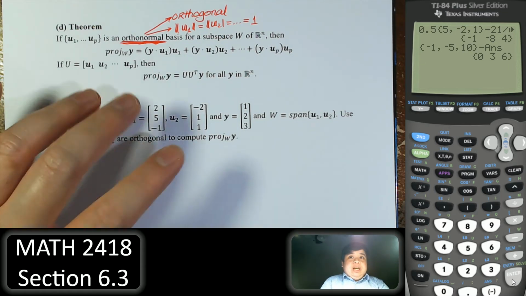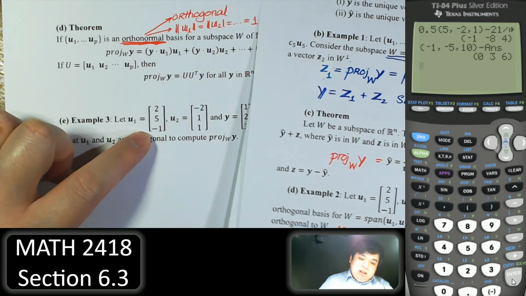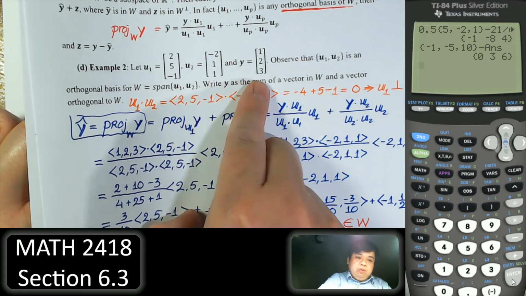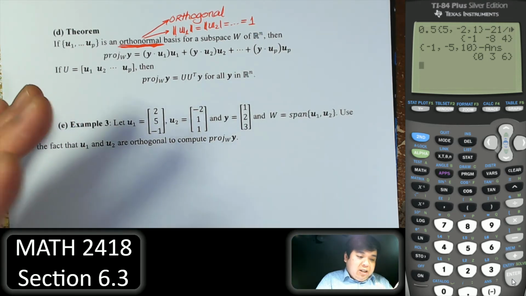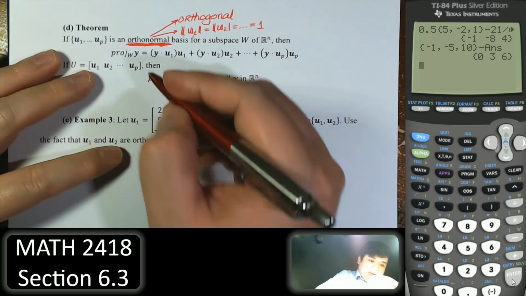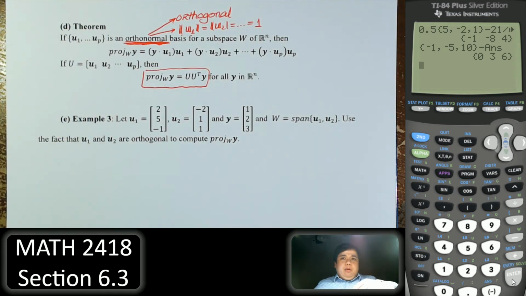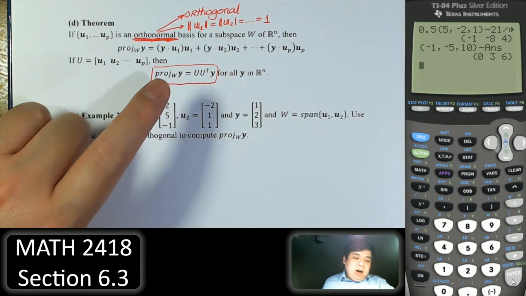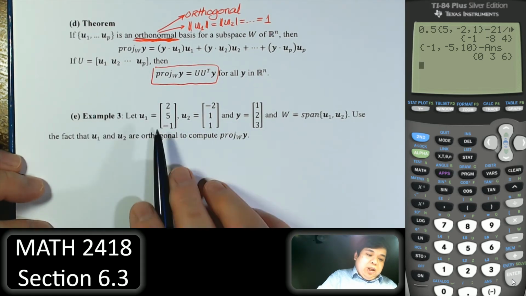Now to see if this formula works, we just take a look at this example. By the way, this is exactly what we did in the first example. Of course, the problem will be the same as the first example: u1, u2, and y. Use that fact to compute the projection of y onto W. We're going to use this result in this example. Of course, we can always use the earlier calculation, but in this case, we just want to utilize the result here. So first, we have u1 and u2.